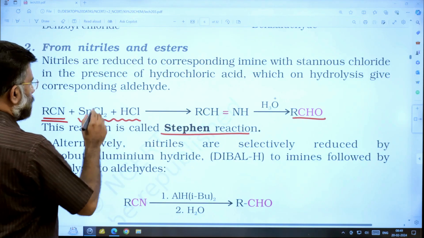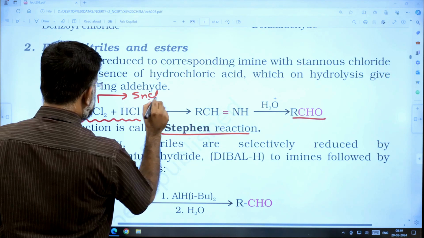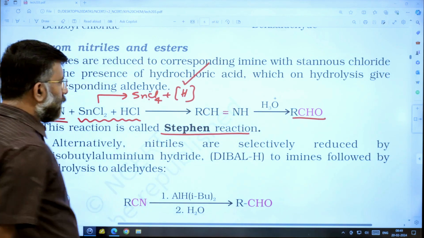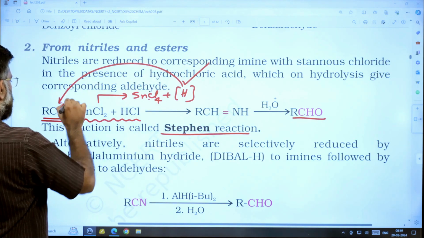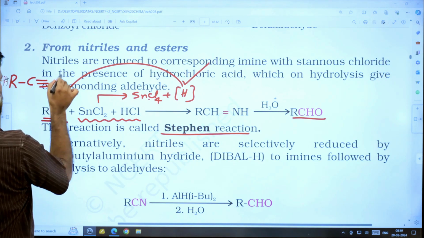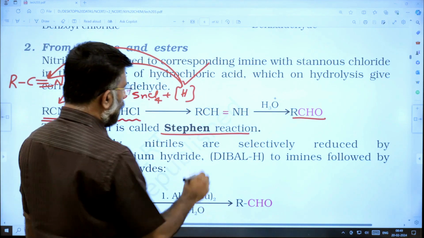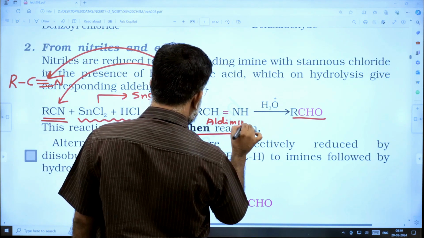Stannous chloride and HCl can give stannic chloride, SnCl4, producing H, and this is providing the reduction procedure. This H will be added across the CN triple bond, and you get an imine, which gives the aldehyde.